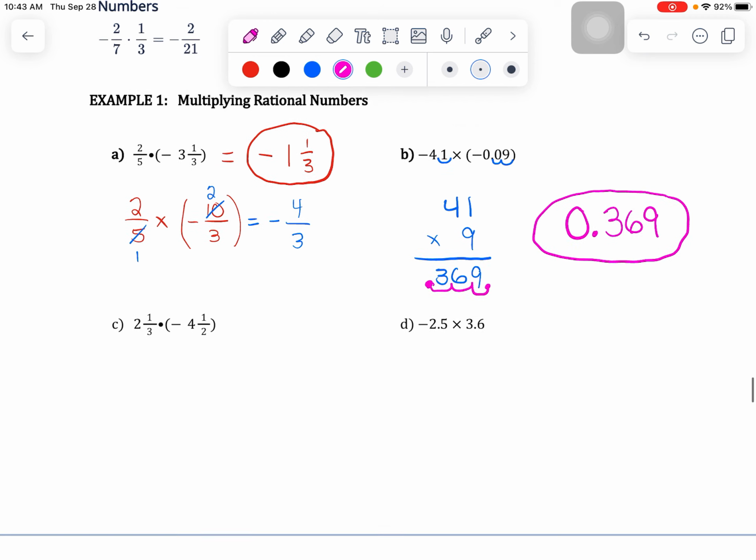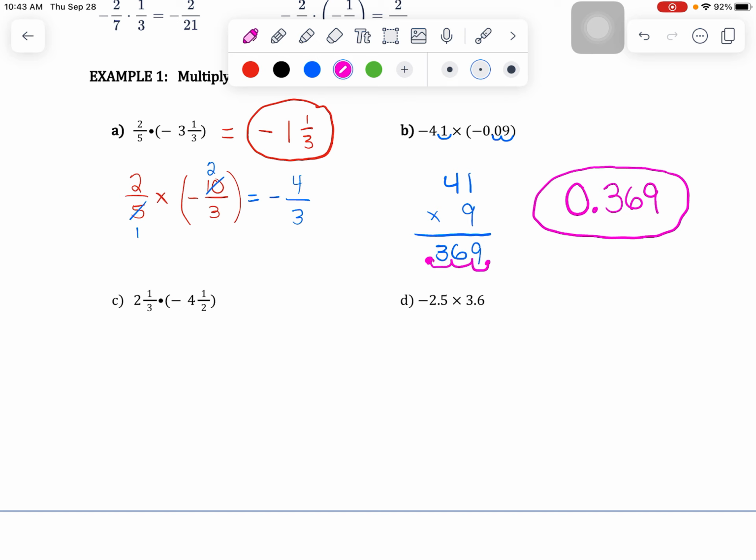All right, let's try one more of each. All right, so in C, I'm back to multiplying mixed numbers. So I'm going to take those mixed numbers and I'm going to rewrite them as improper fractions. So if I do that, I get 7/3 times -9/2. All right, again, I'm multiplying a positive and a negative, so I know my answer is going to be negative right off the bat. Okay, next thing I'm going to do is I'm going to look to simplify. Okay, the 7 and 2 do not simplify, but the 3 and 9 do. So if I simplify, 3 divided by 3 is 1. 9 divided by 3 is 3.